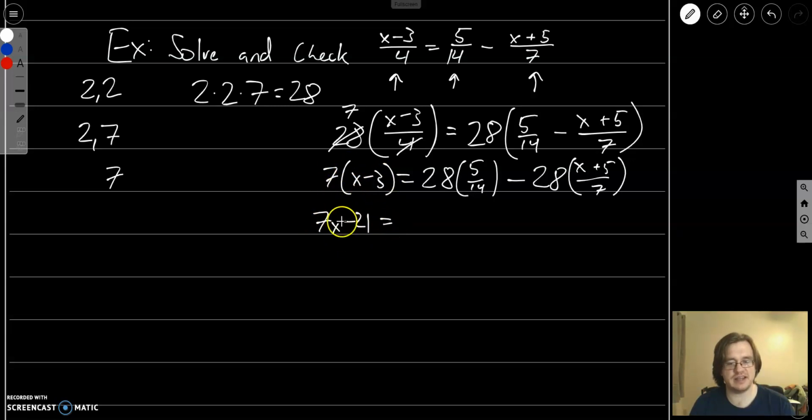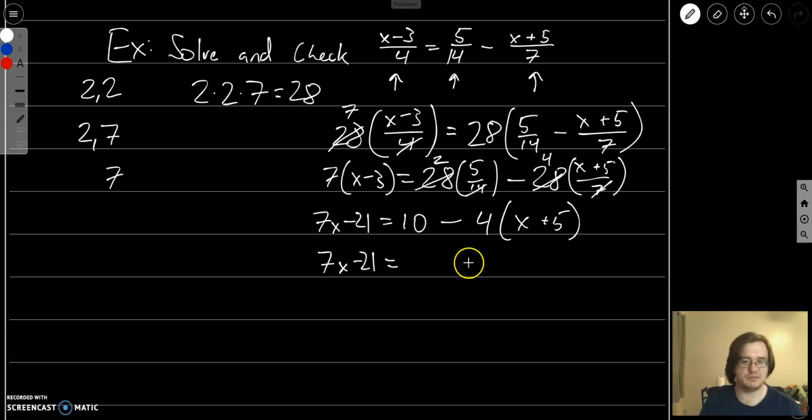Okay, so the left-hand side, that's as simple as I can make it. This fraction, I can cancel 14 out and be left with 2. And 2 times 5 is 10. Minus, I can cancel 7 out of here and be left with 4. So 4 times x plus 5. Furthermore, again, the left-hand side, I'm not going to do anything with for a moment. We're just going to simplify for now. 10 minus 4x, distributing that negative 4, minus 4 times 5, minus 20.